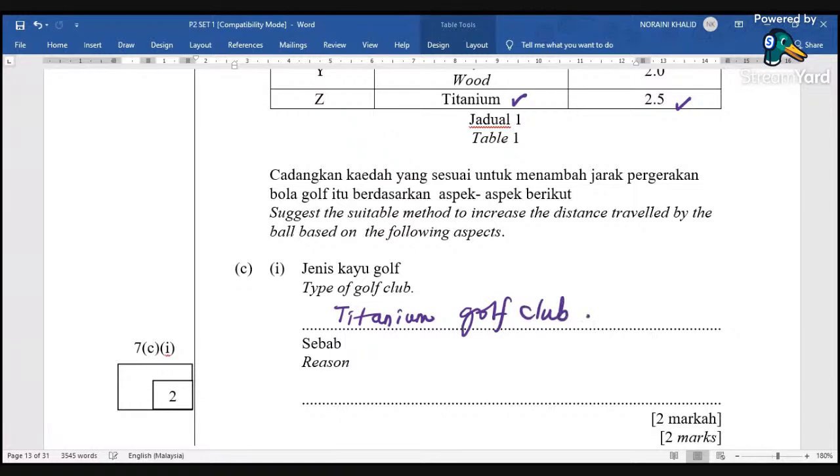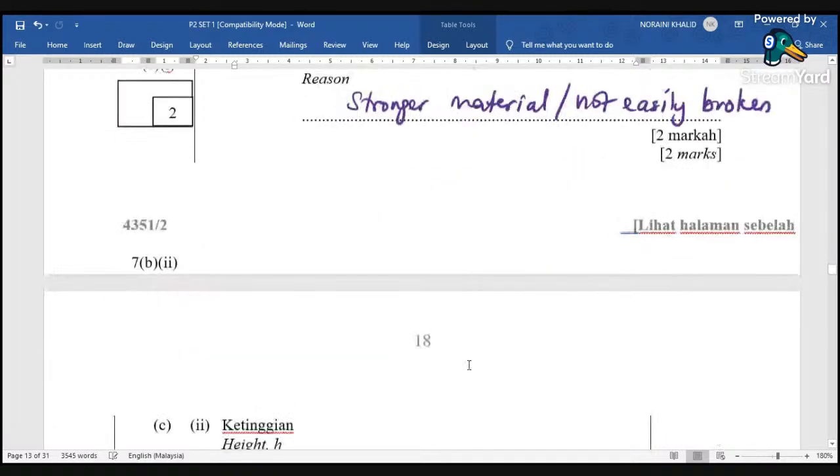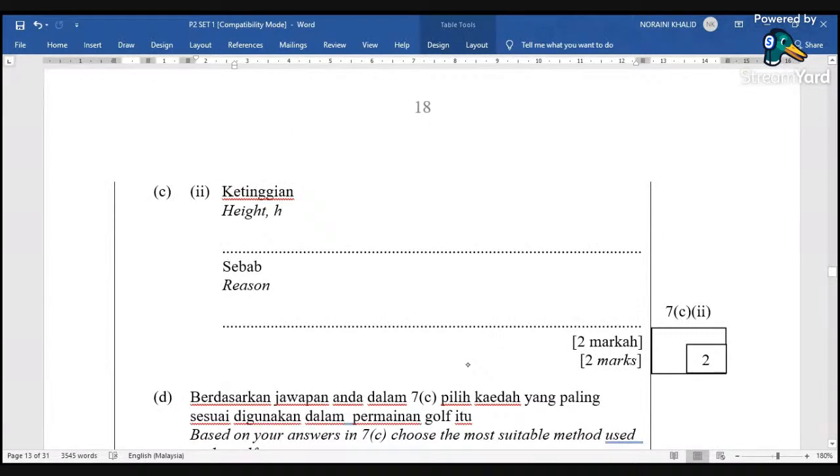Golf club ialah kayu golf tu kita panggil kayu golf, okay? Ataupun golf stick. Okay, reason: stronger material, not easily broken, last longer. Okay. Height h is higher.